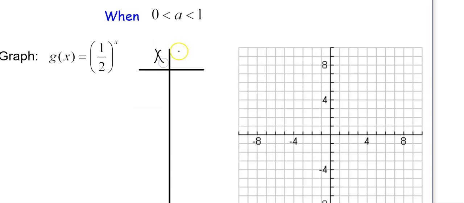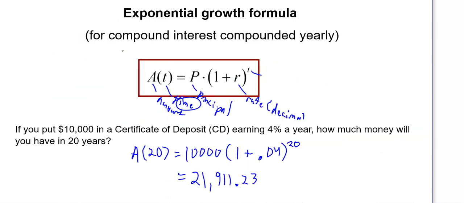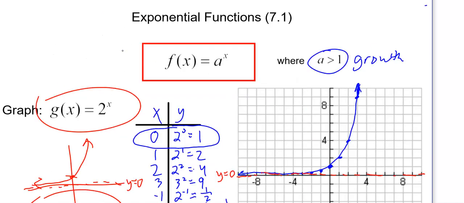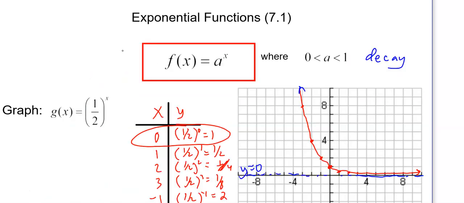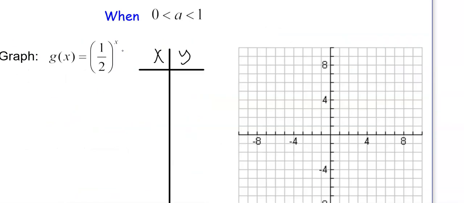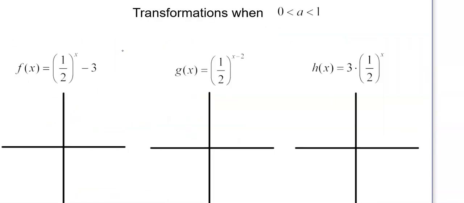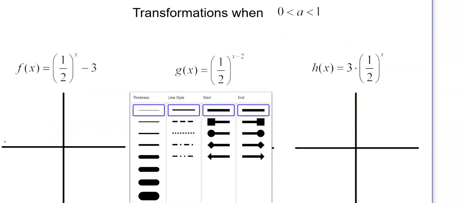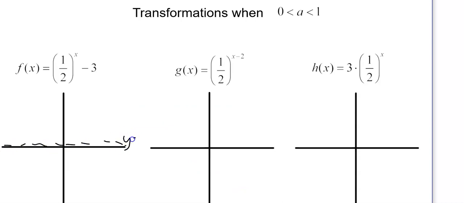So we've got, when it's 1/2, I think we already did this, didn't we? Yeah, 1/2 to the x. We already did that parent graph, so I don't need to do that again. So let's take that parent graph though. y equals 0. Again, this is exponential decay, right? When it's 1/2, it's going down, and it goes to that point 0, 1.